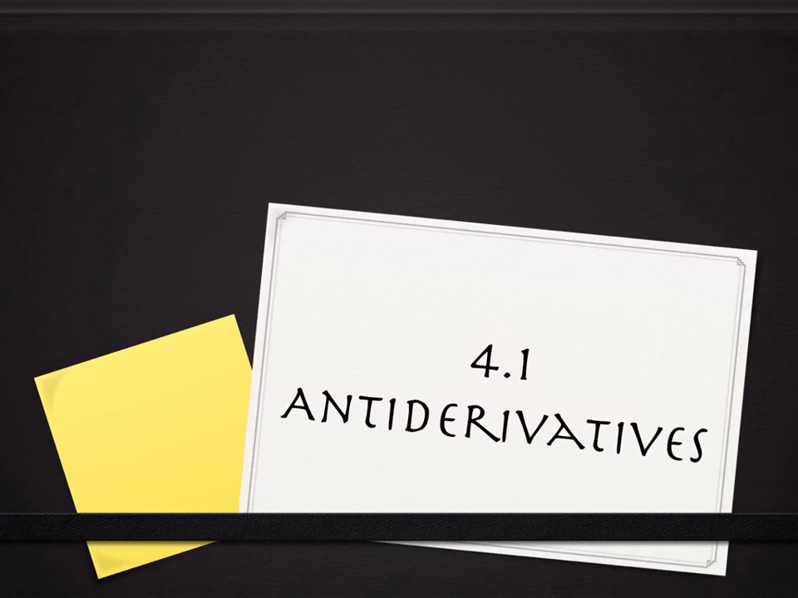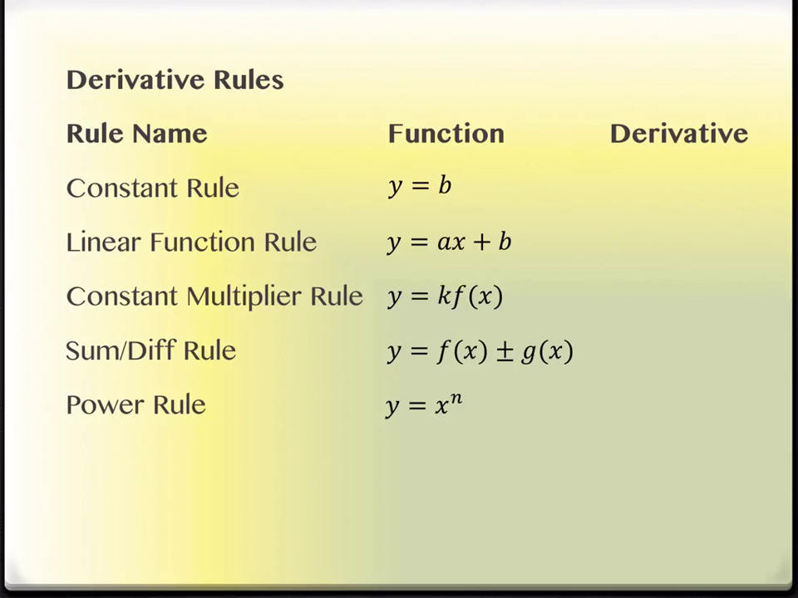So you've got constant rule, it says y equals b. What's the derivative of y equals b? Linear function rule, you've got a function y equals ax plus b. What's the derivative of that? So you're just filling in the derivatives as you go down the right hand side. This is the first 5 of them. So fill in all of the derivatives on the front side of this piece of paper.